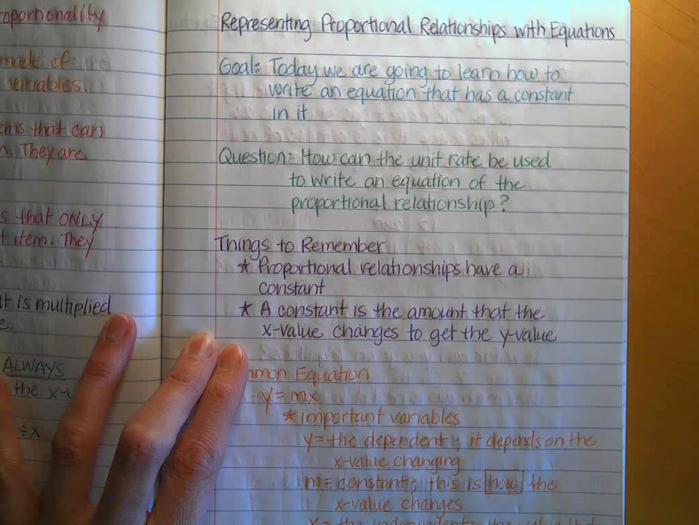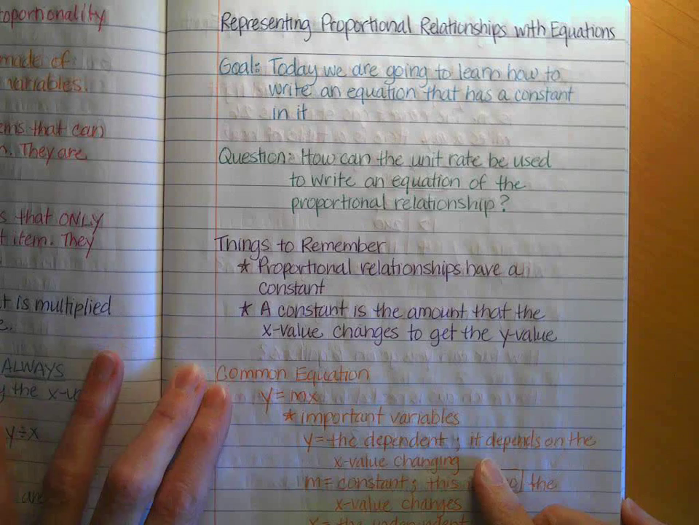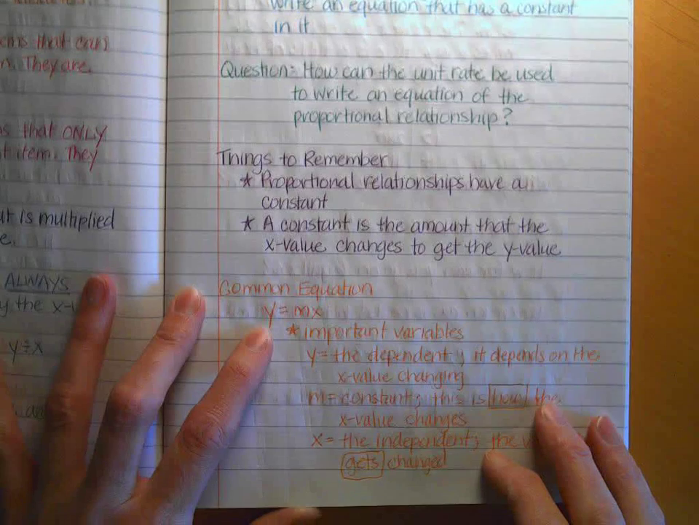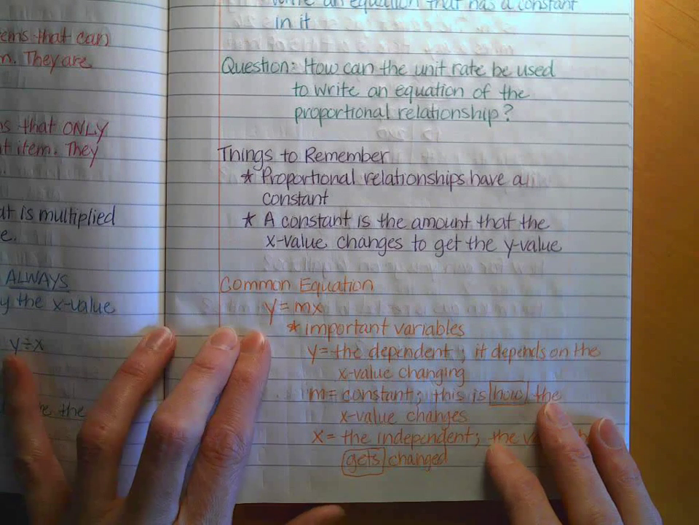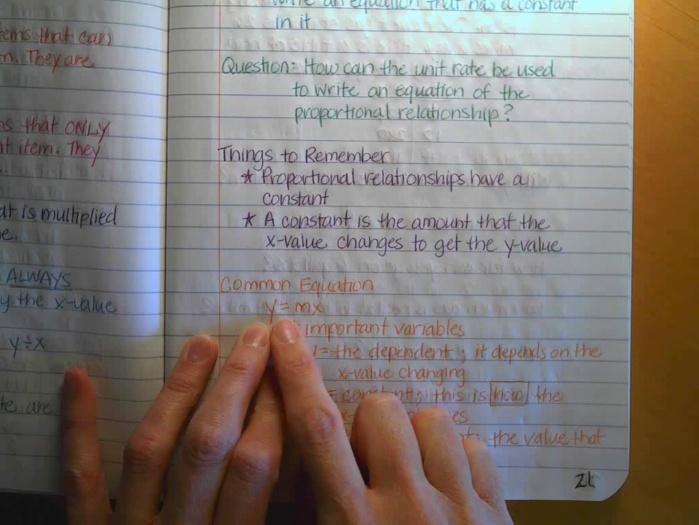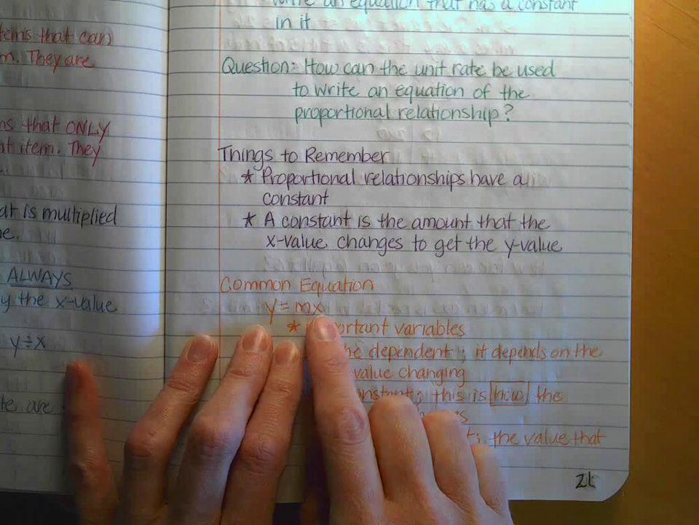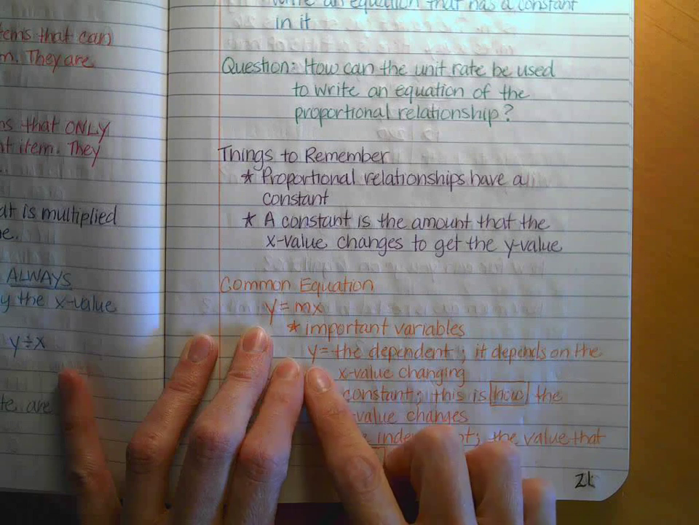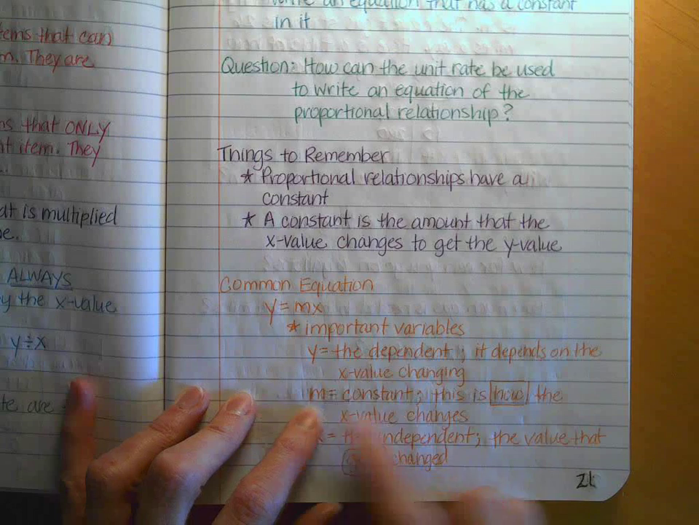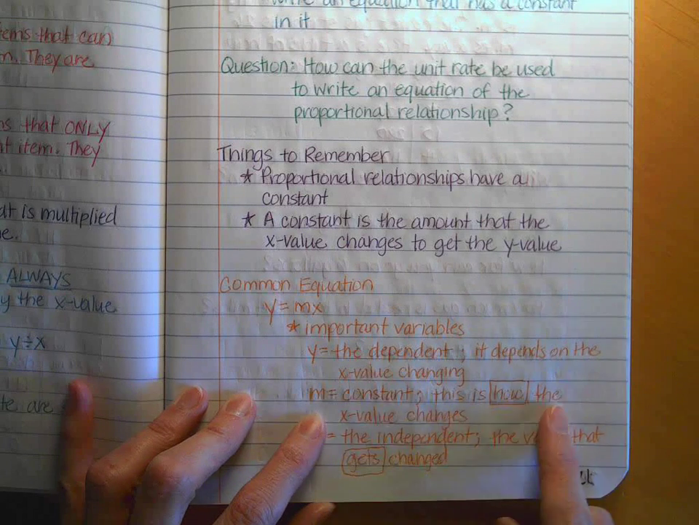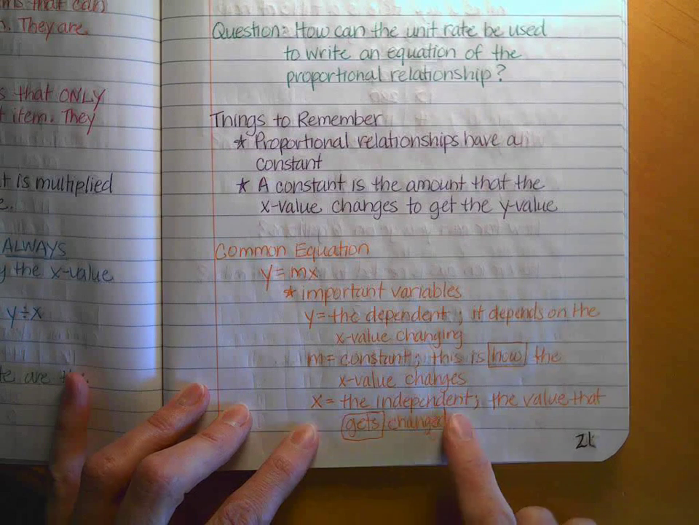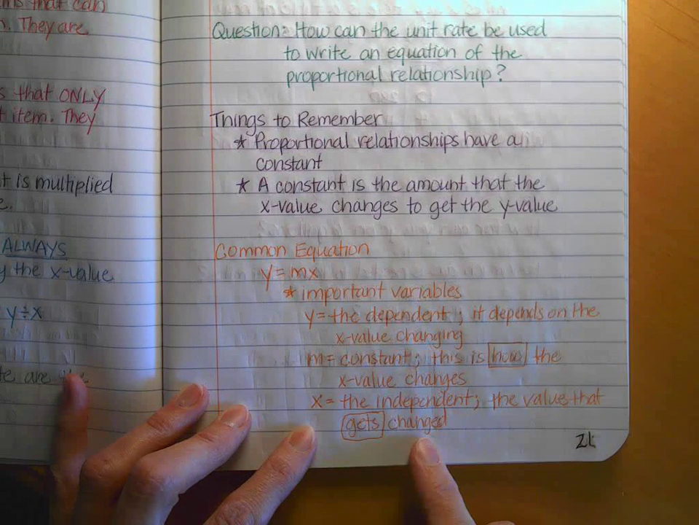A constant is the amount that the x value changes to get the y value. A common equation that I would like to introduce to you today is y equals mx. That means that you are taking y and getting it as a result of multiplying m and x together. Remember that the y is the dependent. It depends on the x value changing. M is the constant. This is how the x value changes. And the last thing that I need you to remember is x is the independent, the value that gets changed.